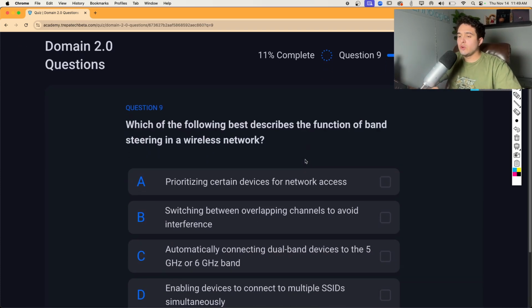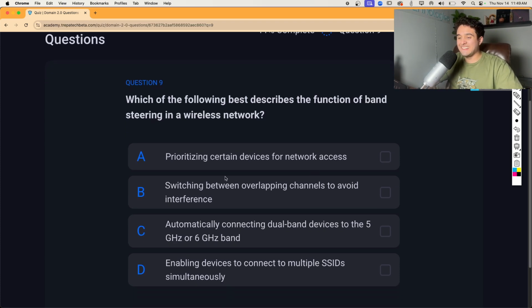Question 9. Which of the following best describes the function of band steering in a wireless network? So band steering, that's the ability to switch between overlapping, non-overlapping channels. So let's go ahead and look at our answers here. B, switching between overlapping. No, we don't. Overlapping channels cause interference, so it's not B.